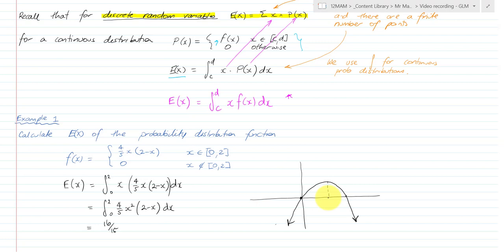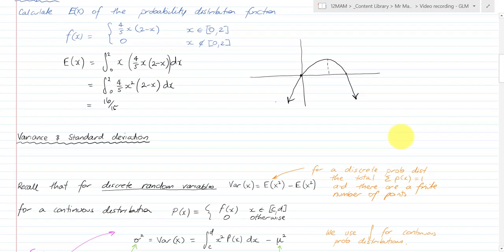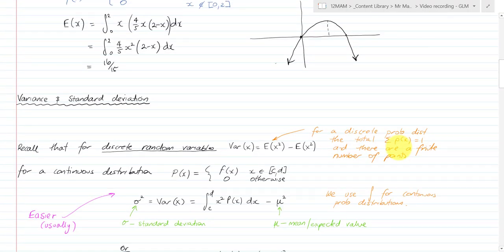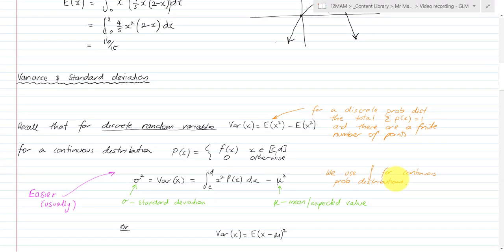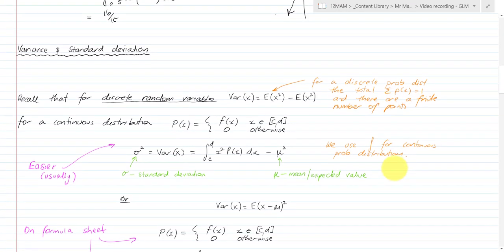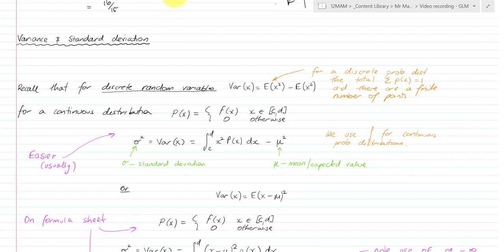So there is calculating the expected value of a probability density function, just using that formula. We might just talk quickly about variance and standard deviation while we're here as well. Recall that for discrete random variables, the variance is equal to the expected value of x squared minus the expected value of x, squared.